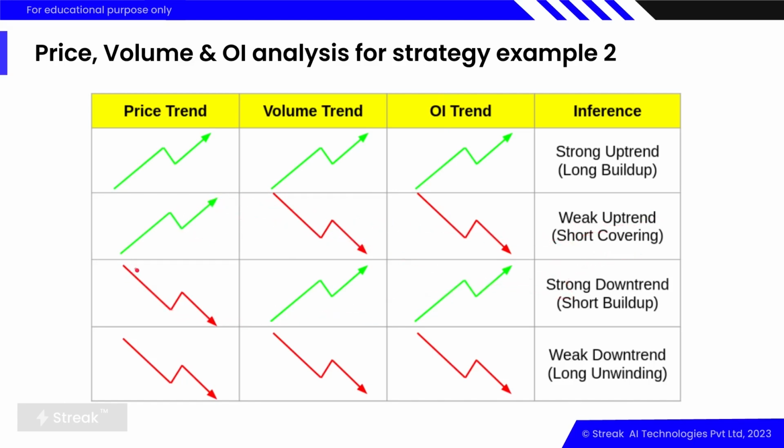If the price trend is down, volume is moving up, OI is moving up, that means there is a strong downtrend or short buildup is happening in the stock or the contract. If the price trend is down, volume trend is also down and OI trend is also down, that means it's a weak downtrend. It is happening due to long unwinding. So we are going to use these things in the next strategy. So let us move ahead.